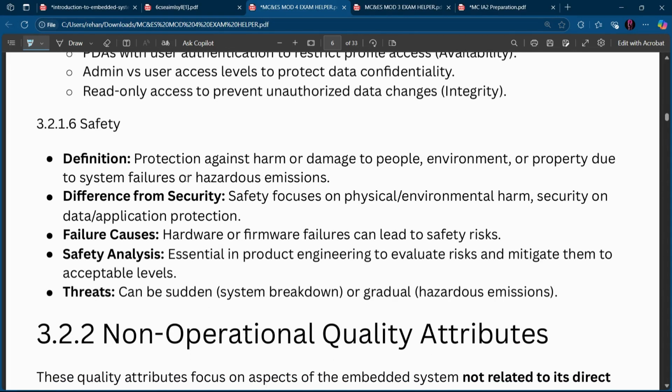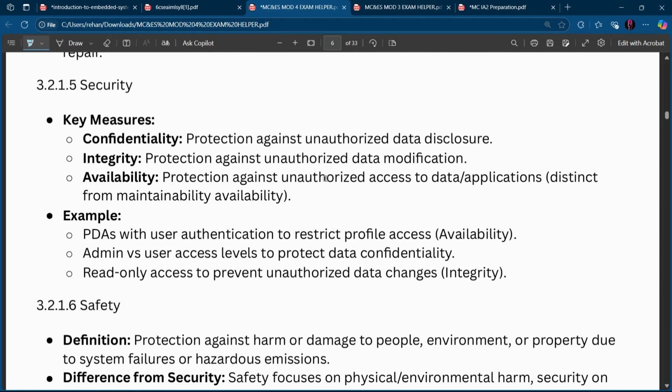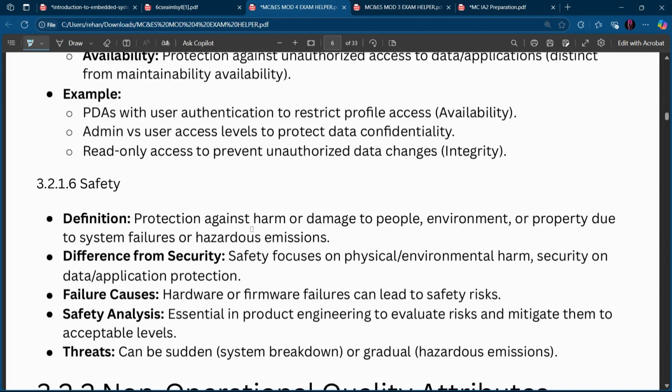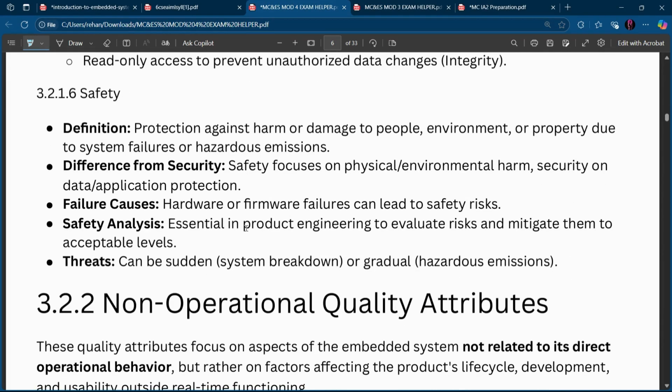Safety is the protection against harm or damage to people, environment, or property due to system failures or hazards. It's basically a malfunction in the system. Security is just keeping your personal details safe from others and not letting anyone use everything, like an authentication system. In safety, you're talking about the actual real world. Okay, so you understood that difference.